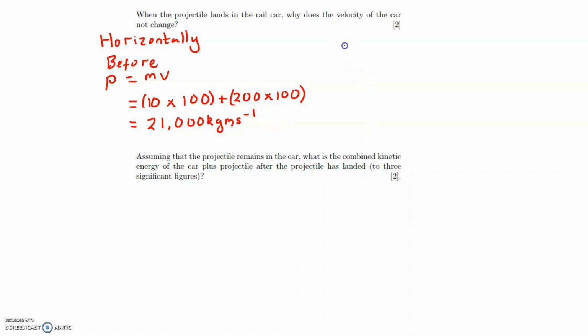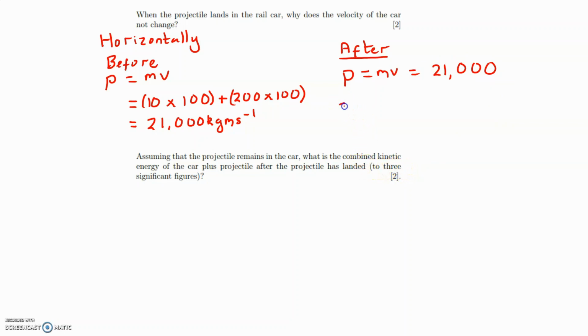Now, what's the situation after? So this is when the projectile has landed in the car. So by the principle of conservation of momentum, before the projectile lands in the car, the momentum is 21,000, and the momentum must be the same after the collision. So we can say that P equals mv equals 21,000. That is the total momentum after the collision.